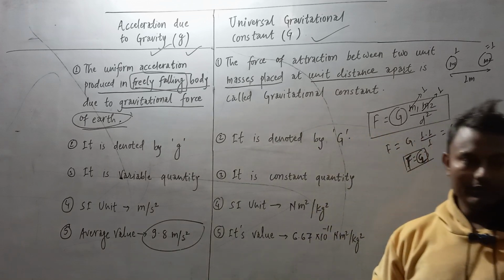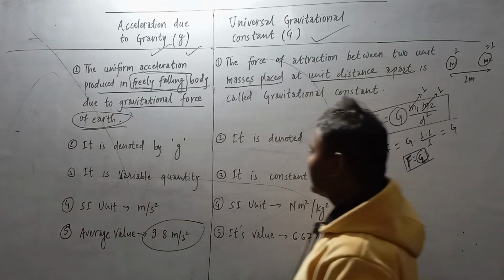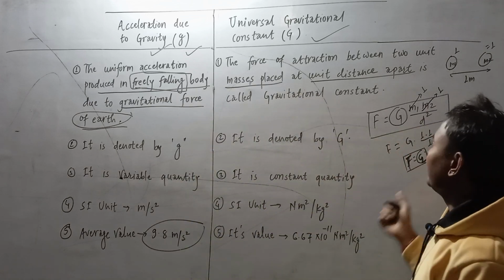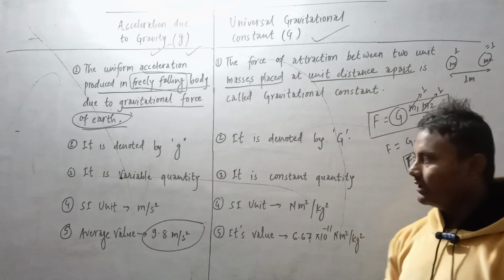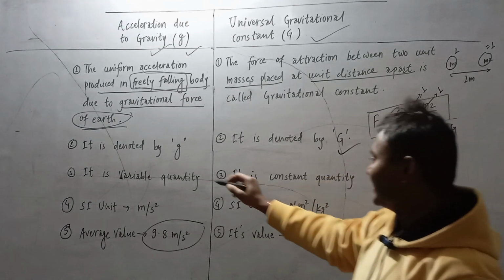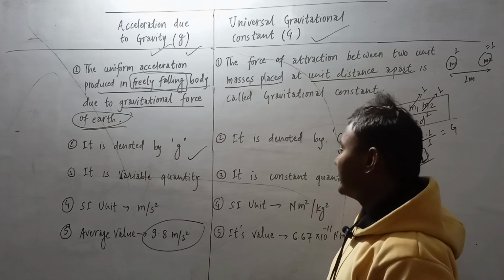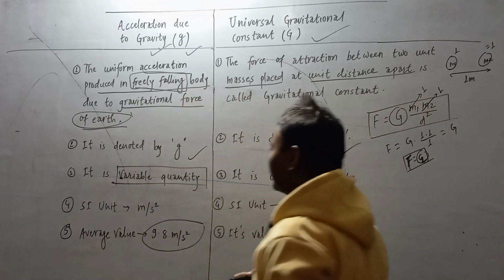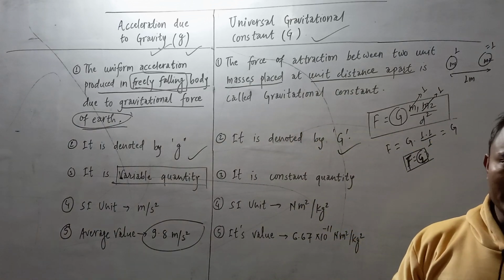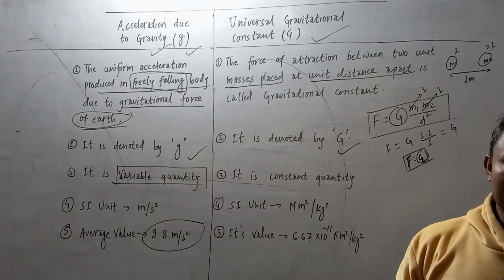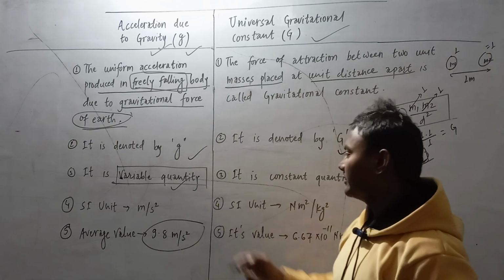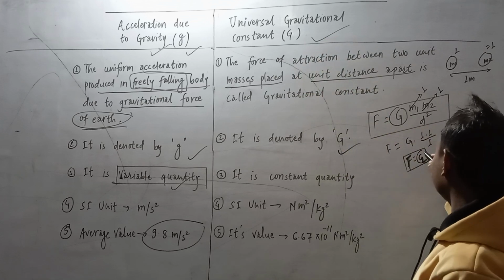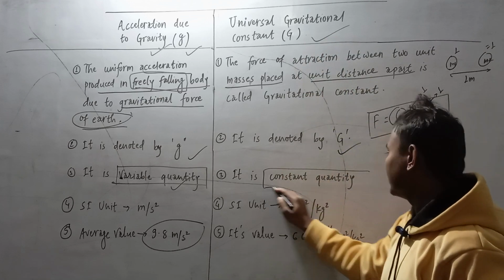Now, about notation: acceleration due to gravity is denoted by small g, and the universal gravitational constant is denoted by capital G. These are the basic differences. Another difference is that acceleration due to gravity, small g, is a variable quantity. Its value changes as we move from the center of the earth to the equator and along to the pole, according to the radius or distance. But the universal gravitational constant, capital G, is always constant.